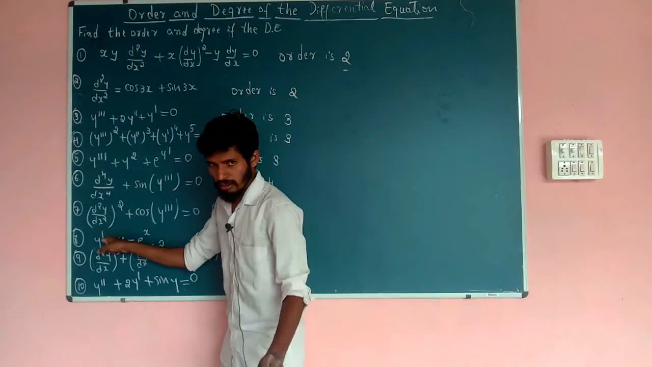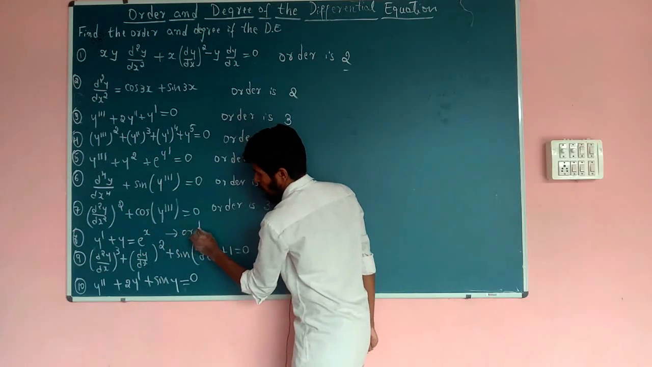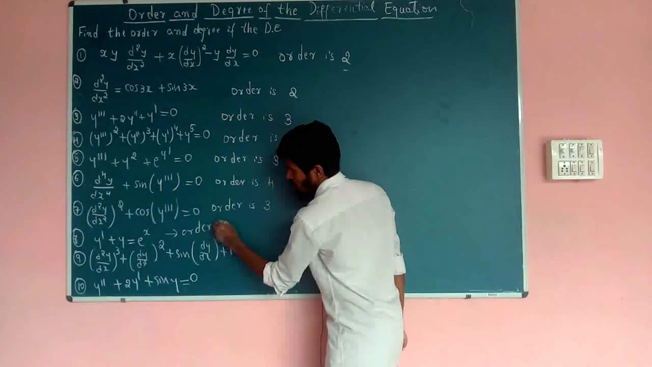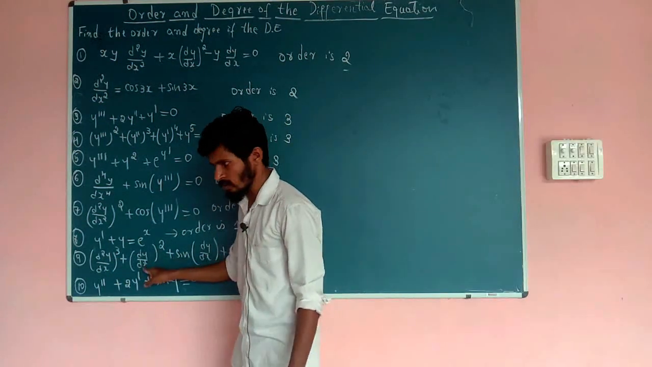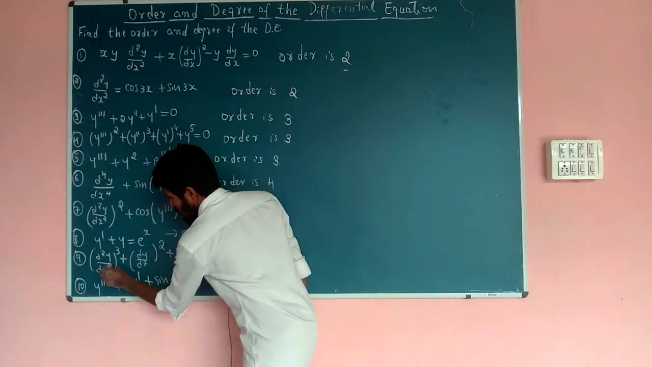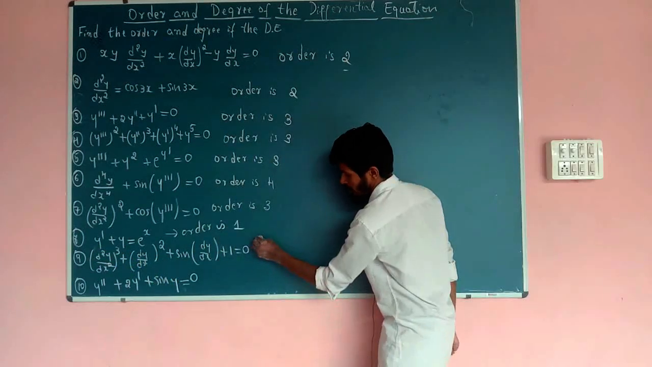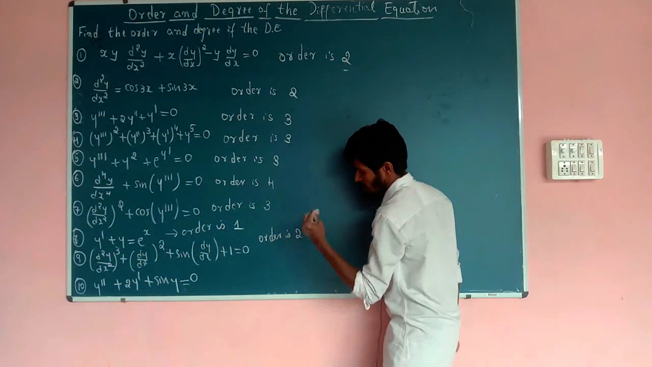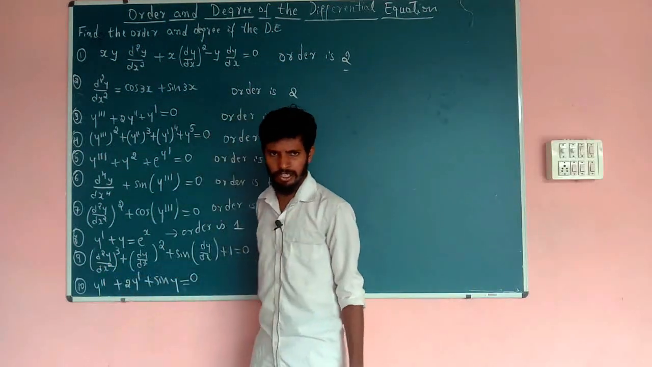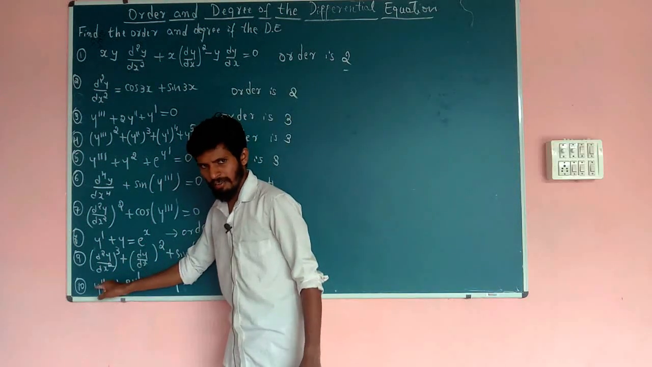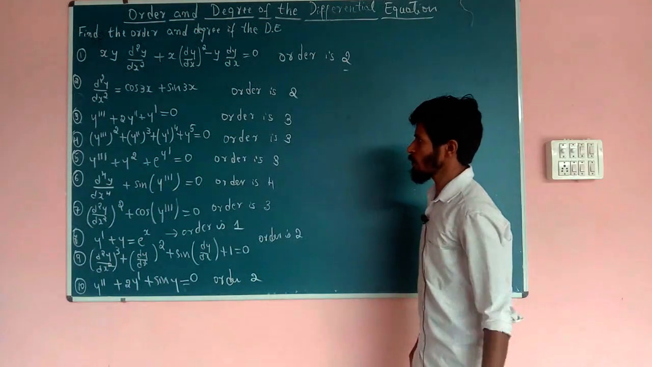Here y dash, dy by dx, the highest order derivative is the first order derivative. Therefore, the order of this differential equation is 1. See, here dy by dx and again d square y by dx square. The highest order derivative is the second order derivative. The order of the given differential equation is 2. Here y dash, y double dash. The highest order derivative is the second order derivative. Therefore, the order is 2.